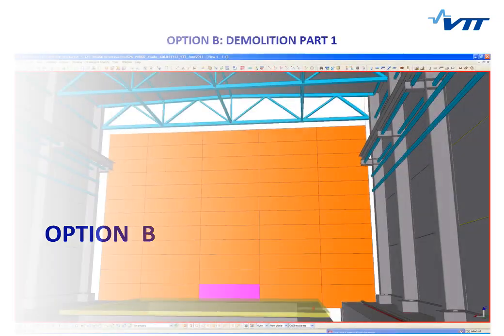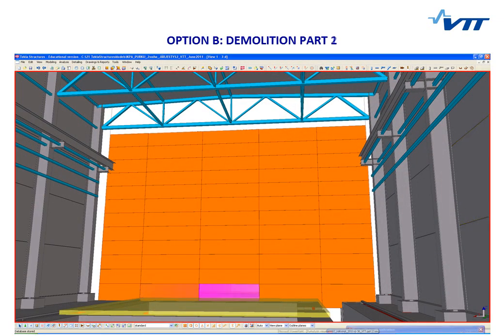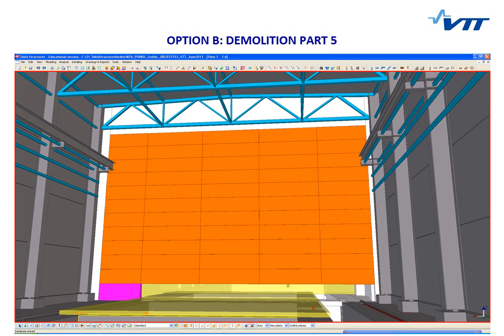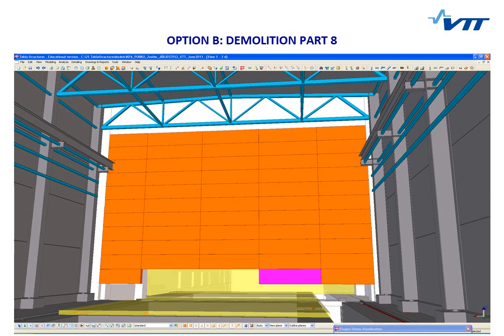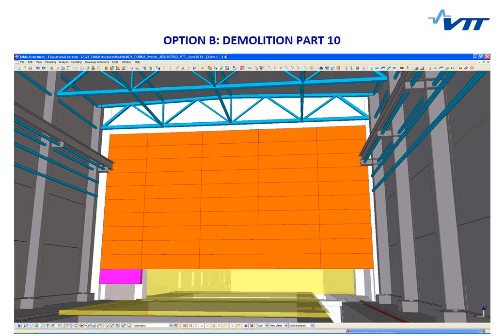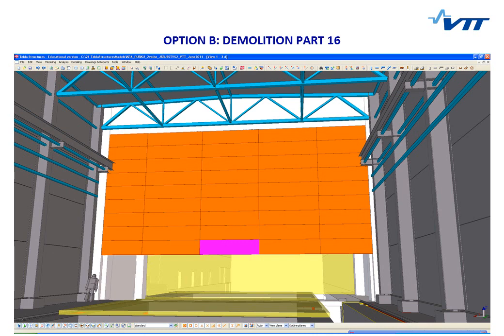The same structural model was used to make visualization corresponding to the option B. Just the order, which is defined by Tekla's task manager, is different. In this option, demolition work is starting from the bottom of the wall and proceeds again piece by piece in the order defined by the project staff.